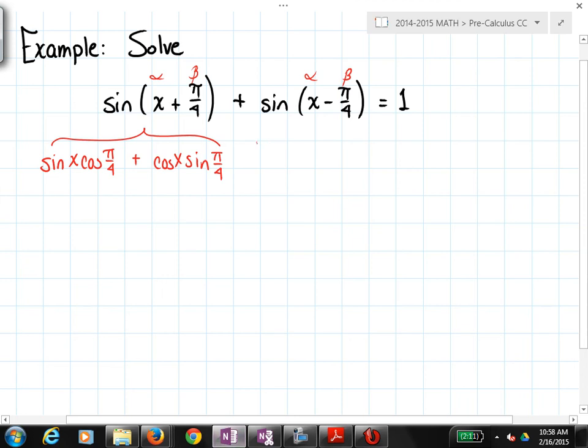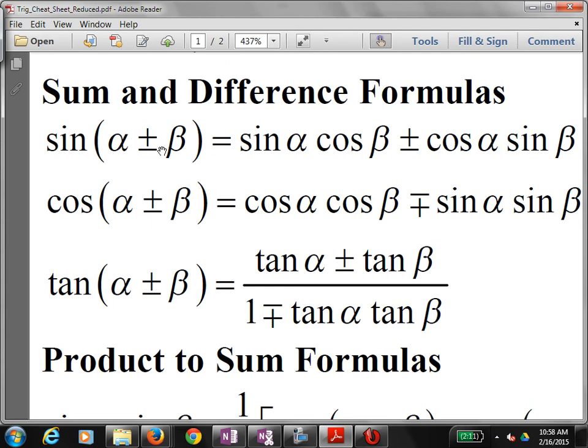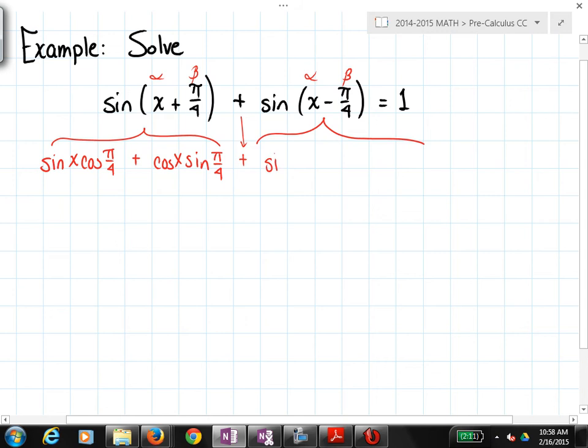Now let's do the same thing over here. This plus sign is from the formula. And sine of alpha minus beta, this time I'm using the sign on the bottom, is going to be the same thing, but with a minus sign in between instead of a plus sign. So let's go back and here write sine of x cosine pi over 4 minus cosine of x, not plus, cosine of x times sine of pi over 4. All I'm doing is following the formulas.